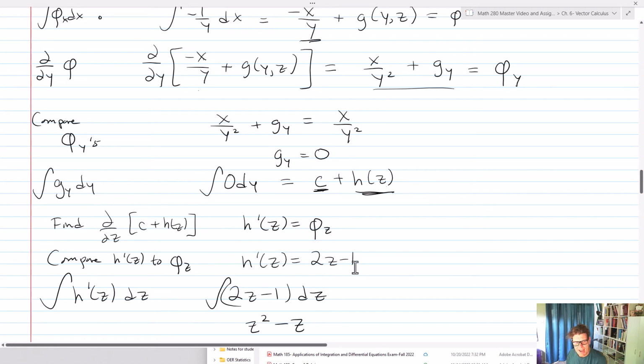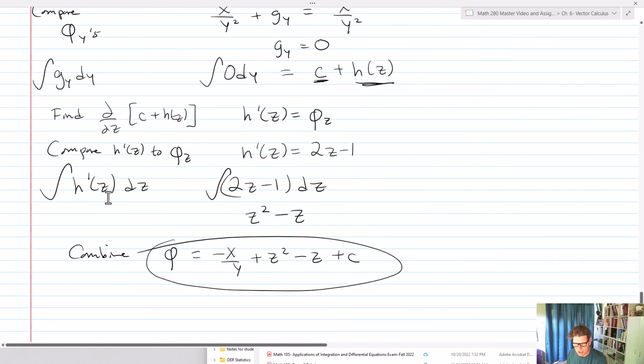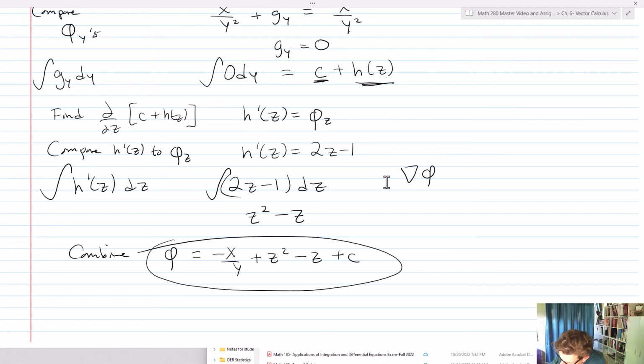And once I find that, I take the integral with respect to z. That integral with respect to z was z squared minus z. Finally, I combine all of my pieces together: my x's, my y's, and my z's. We put them all together, and that gives me my potential function. Let's actually just confirm something. We'll show that the gradient of phi equals f.